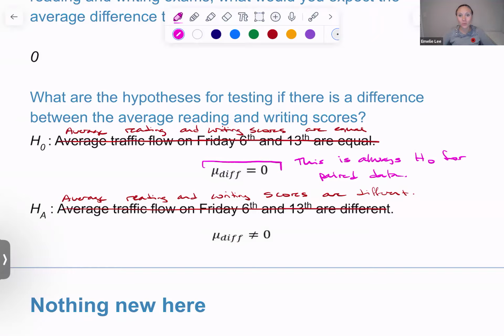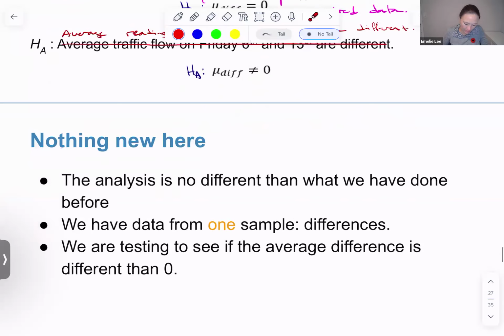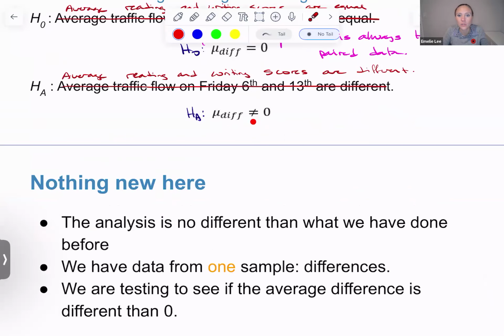So that's nice. If you read a question and you say, hey, this is paired data, you know your null hypothesis is going to be that mu diff is equal to 0. And your alternative depends on the question, but usually we have not equal to 0, just because it's hard to talk about the mean difference being less than 0, for example, right? We'll have an example, but I'll save it for in class. So usually we use a not equal to in our alternative hypothesis for paired data.